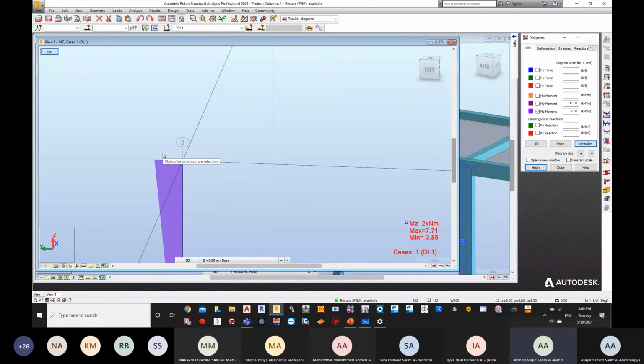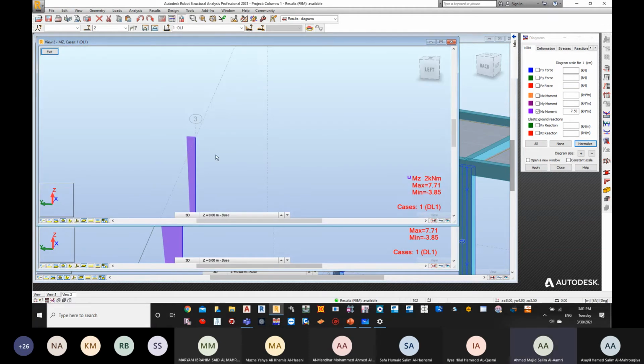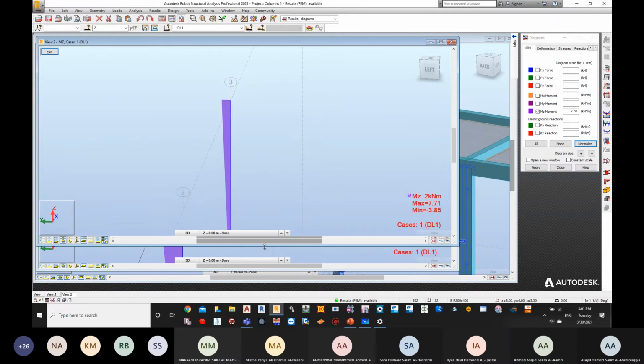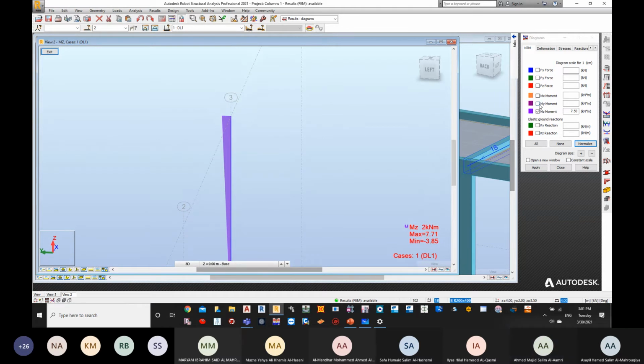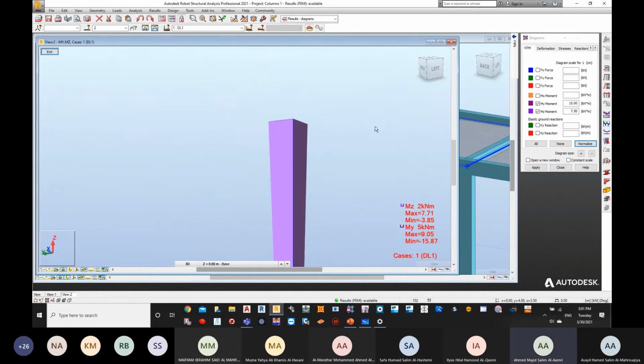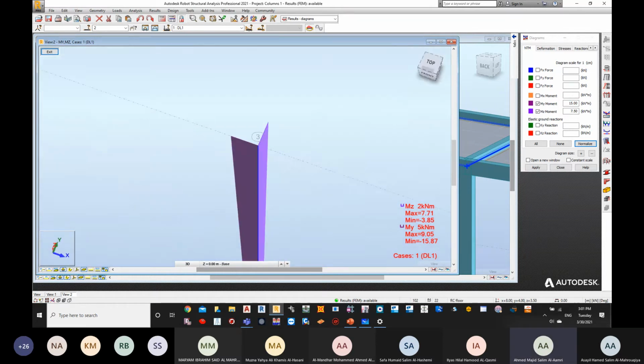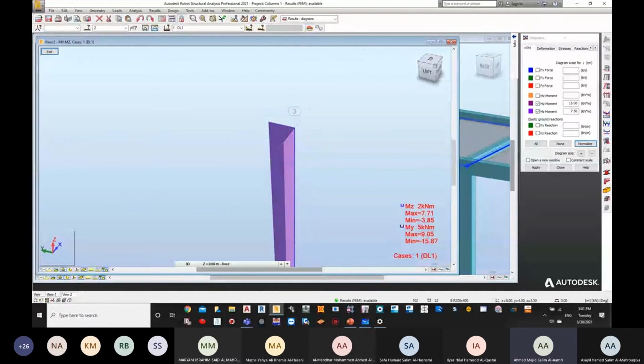Now, if you want to highlight it further, you can see that we have moments in X and we have moments in Y. I can separate the column only, and you will see that you will be having two moments. Can you see that you have two direction moments here? One which is MX, another one which is MY, because of the bending moments caused by the beams.